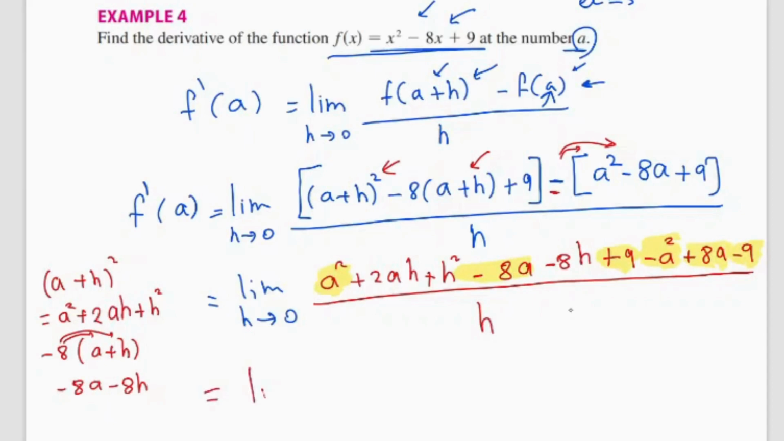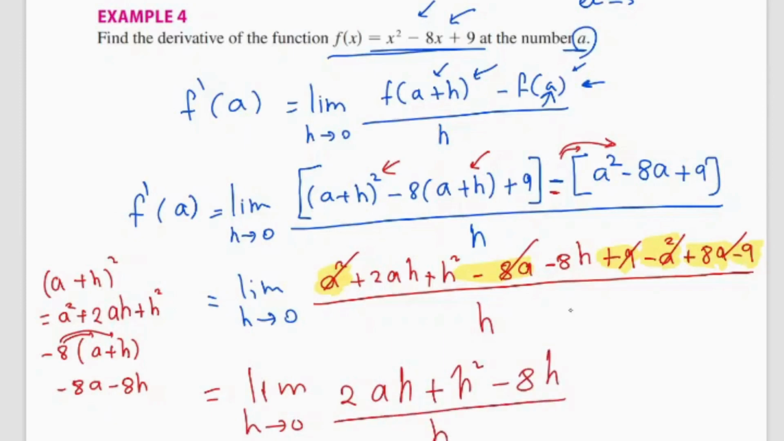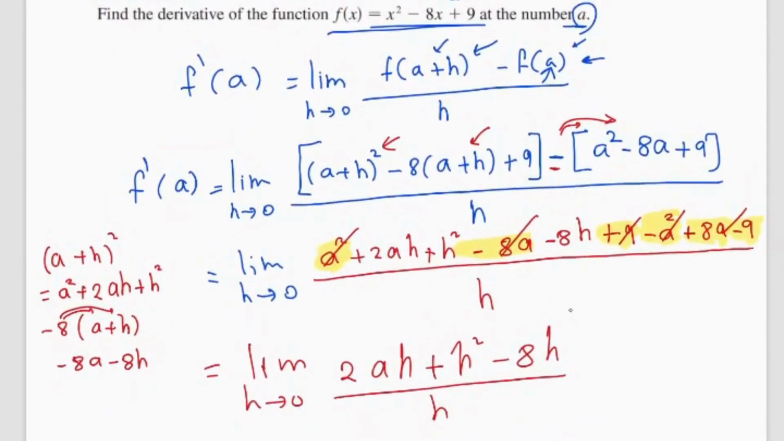So this is equal to the limit as h goes to 0 of 2ah plus h squared minus 8h over h. If you substitute directly, you'll get 0 over 0. What can I do to remove this 0? I can take h as a common factor from the numerator. It will be h times 2a plus h minus 8, over h.